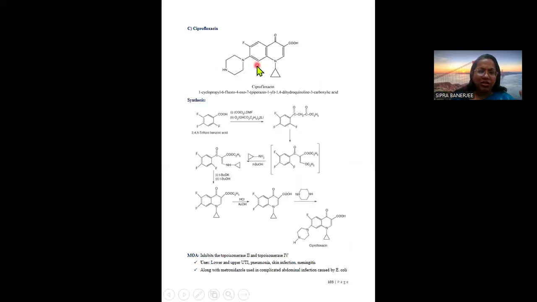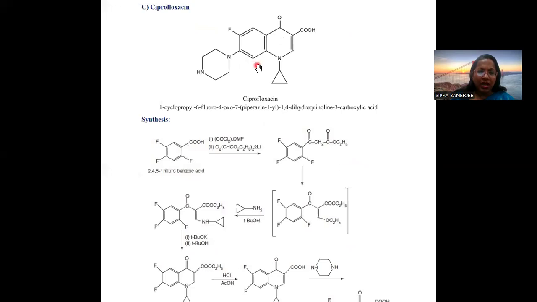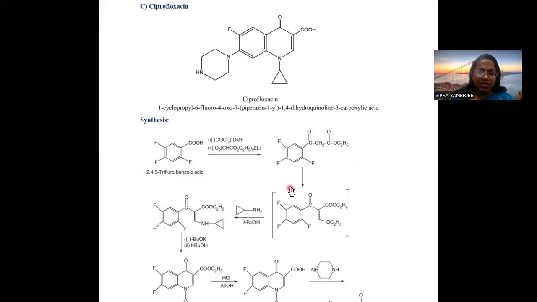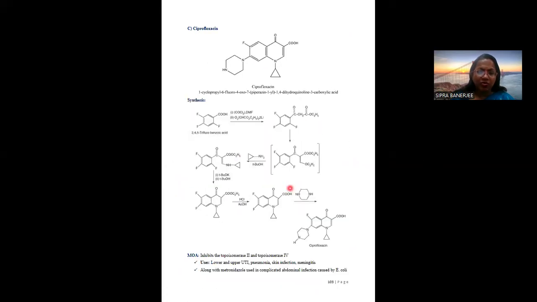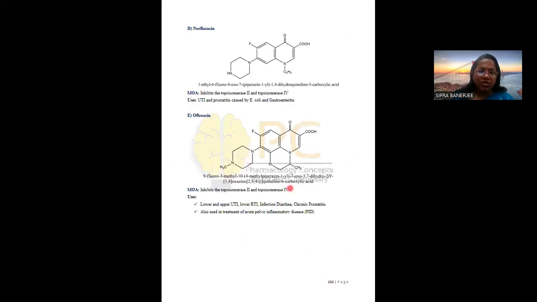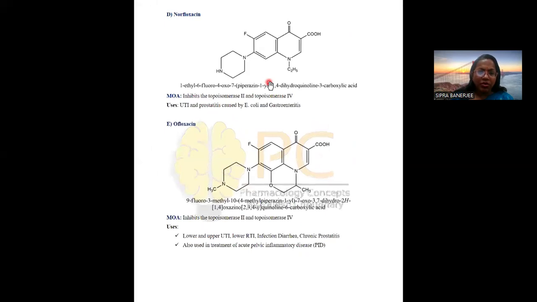Now coming to the ciprofloxacin drug, which is an important quinolone, and its synthesis is important. That will be discussed in your class, and you can follow it from here. Norfloxacin is one of the important drugs, used for UTI and prostatitis caused by E. coli, and gastroenteritis.